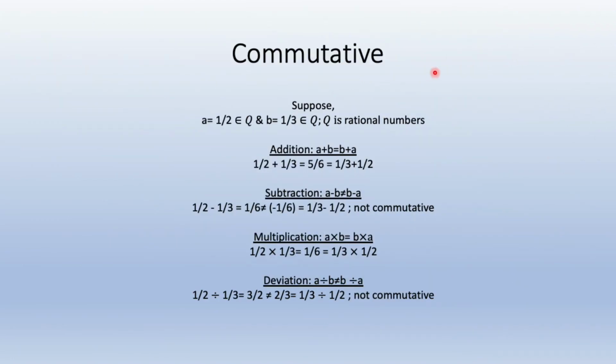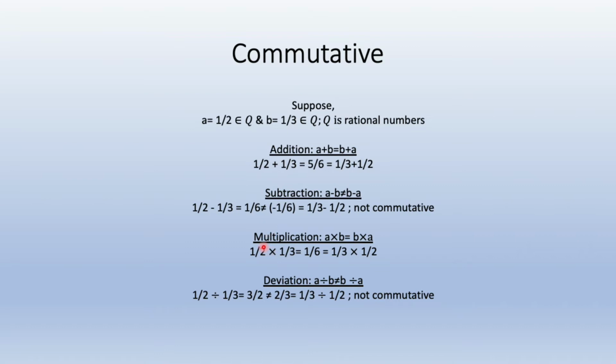For the commutative property, we are taking the same numbers. A is equal to 1 by 2 and B is equal to 1 by 3. Both are rational numbers. Now do the addition part. First, A plus B means 1 by 2 plus 1 by 3. We are getting 5 by 6. Right hand side, B plus A, 1 by 3 plus 1 by 2. We get the same answer from the right hand side also. So both sides are equal, which means rational numbers are commutative under addition.